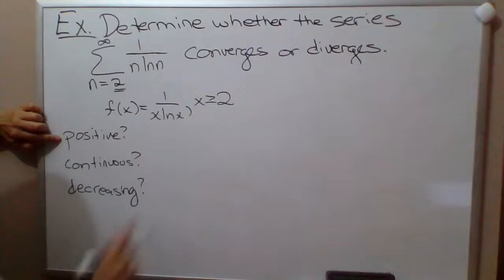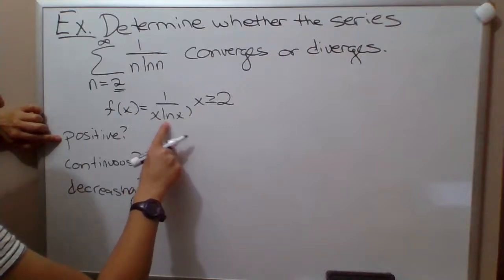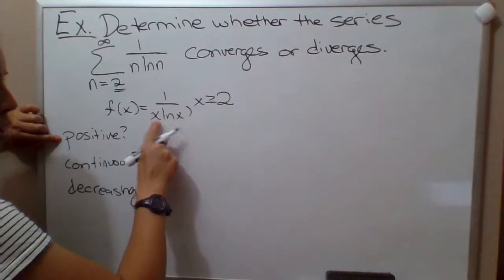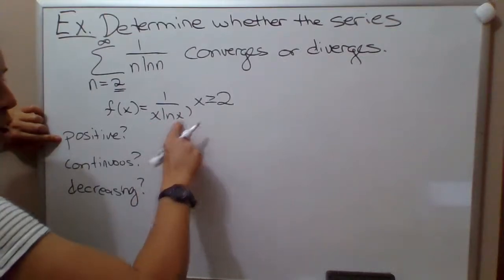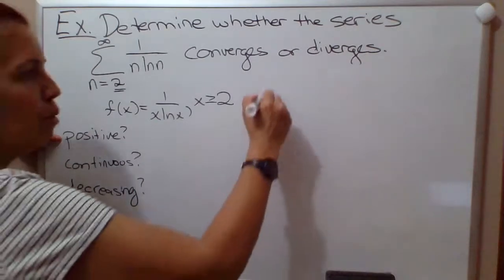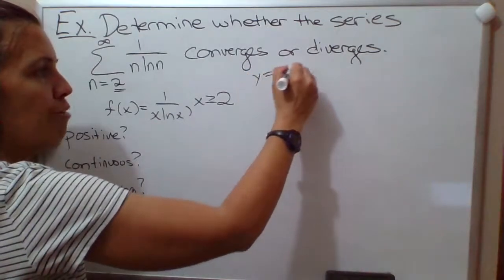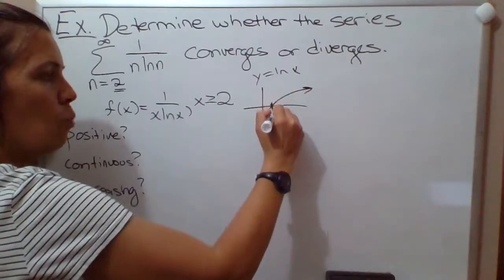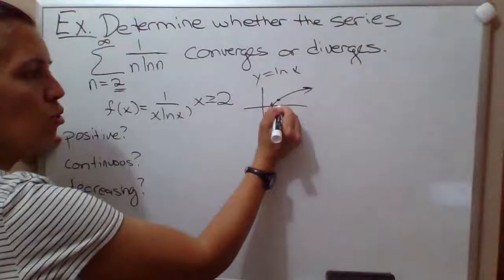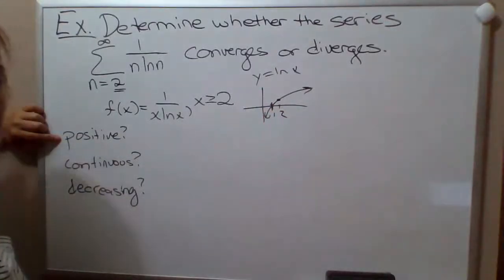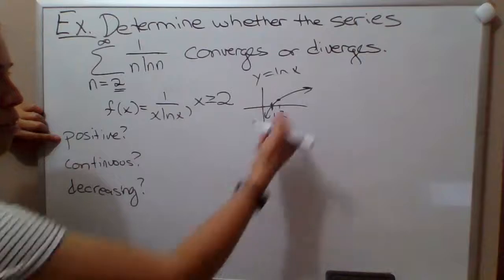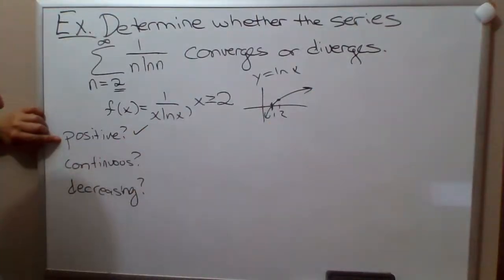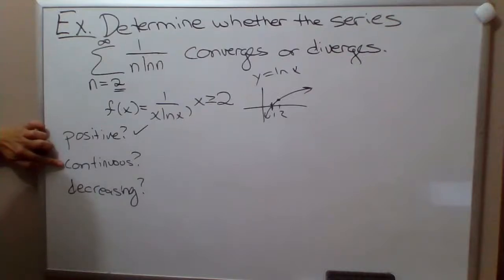So is it positive? Yes, if we plug in numbers 2, 3, 4, 5, and on to infinity, so this x is certainly positive, and then natural log of 2 or anything larger is always a positive number. Real quick, if you can picture your graph of y equals natural log of x, looks like this. Intercept at 1 here. So starting at 2, sure, natural log of x is positive for all x values greater than 2. So yes, this function will be positive for all x greater than or equal to 2.